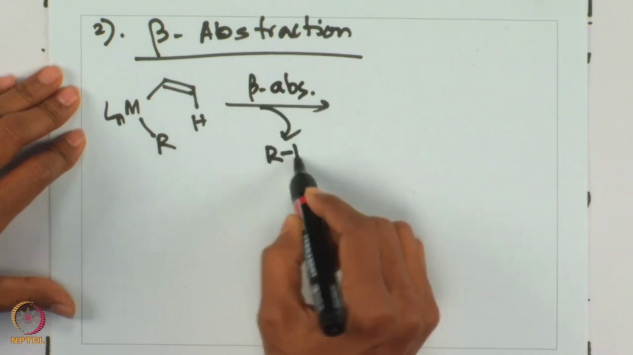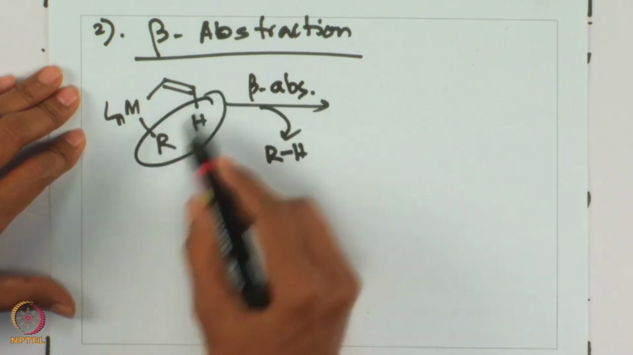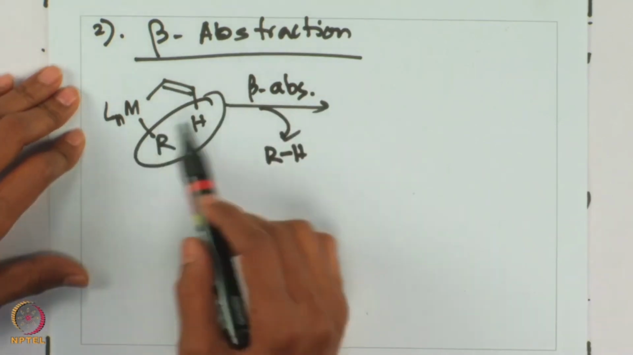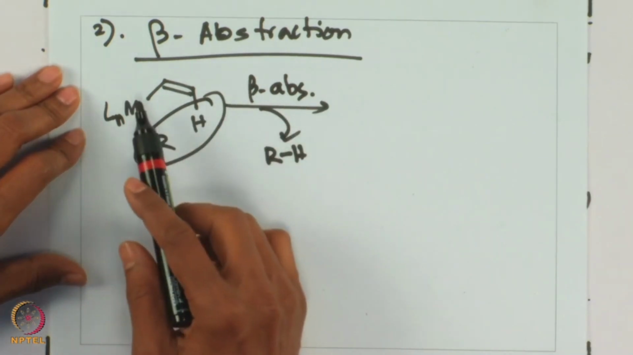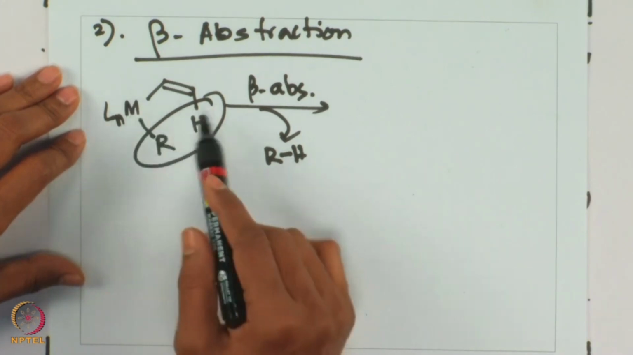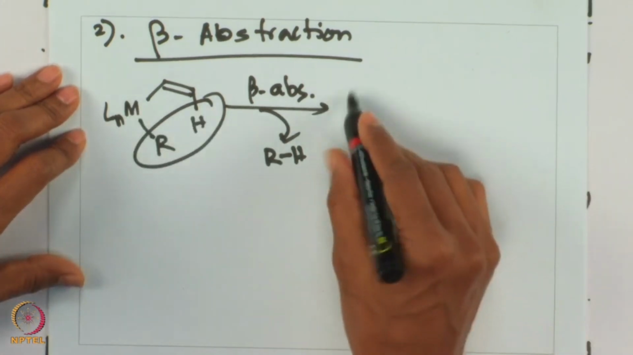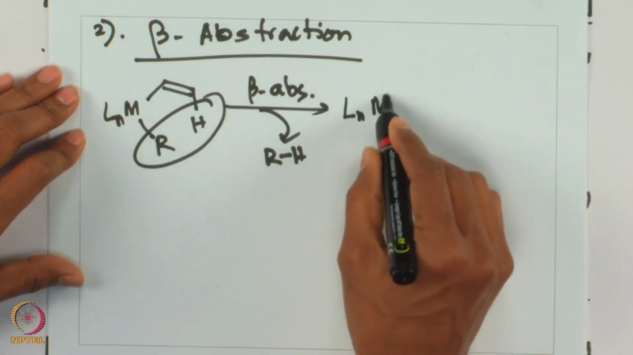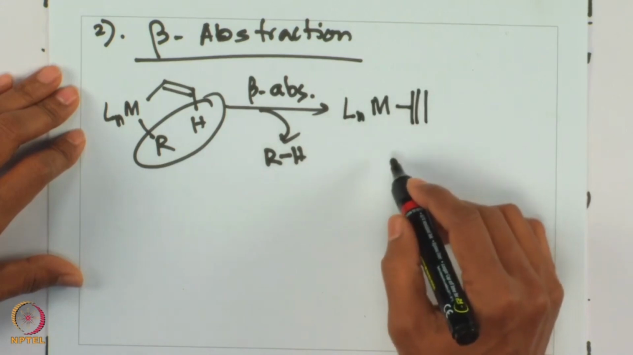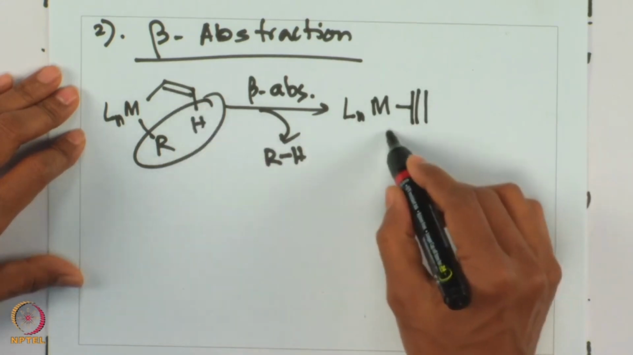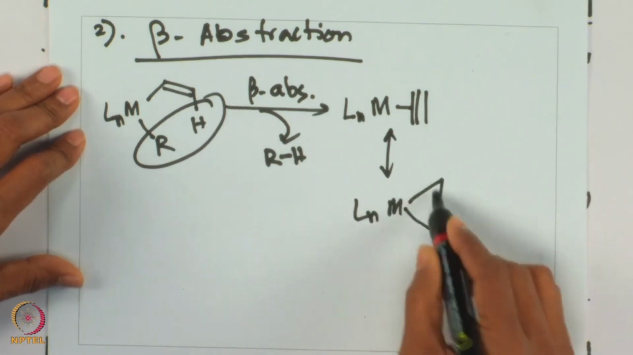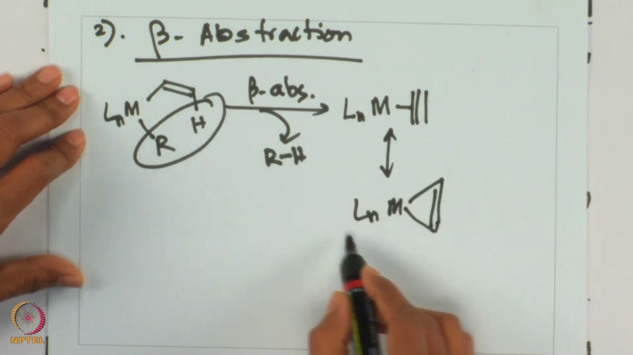Overall, we get RH out of this process, okay. But once again, this is not a beta hydride elimination, this is beta abstraction. The electron count required for the metal center is not available for the beta hydride elimination. Therefore, the only option that is available is beta abstraction, and then ligand metal alkyne intermediate is formed from this, which is essentially nothing but what we have seen previously. It can undergo the cyclopropene ring formation.